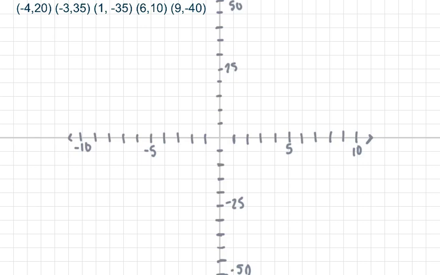So -4 and 20. -3 and 35, 1 and -35, 6 and 10, and lastly 9 and -40.